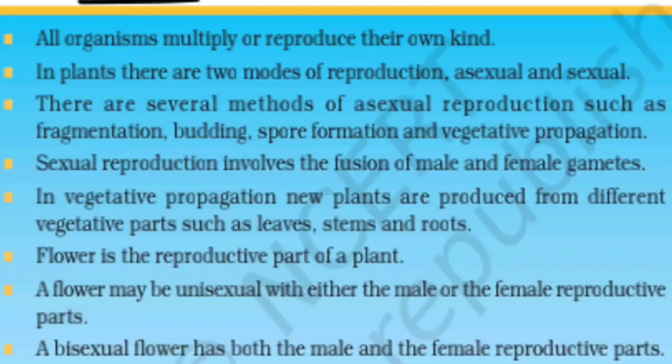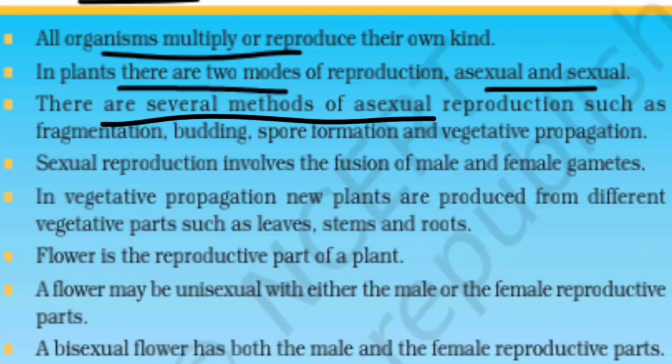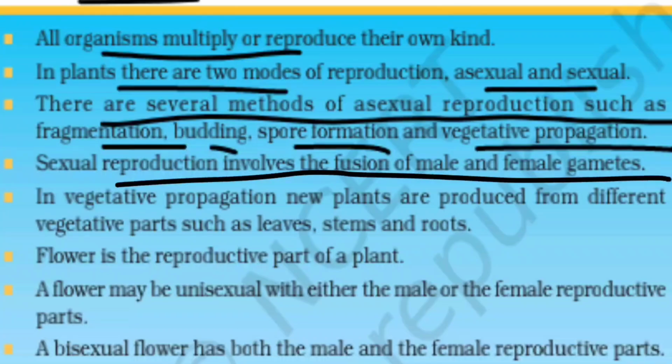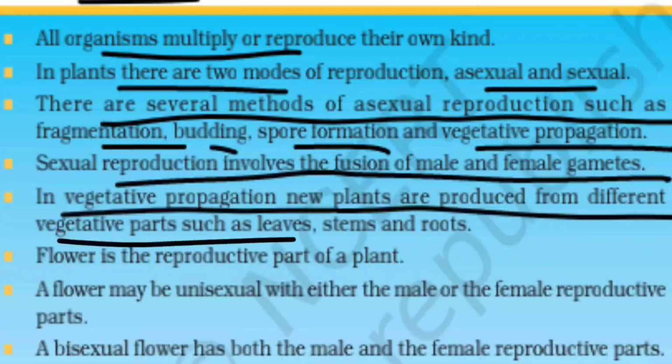Now come to the last part of the chapter, that is the summary. All organisms multiply and reproduce their own kind. In plants, there are two modes of reproduction, asexual and sexual. There are several methods of asexual reproduction such as fragmentation, budding, spore formation, and vegetative propagation. Sexual reproduction involves the fusion of male and female gametes. In vegetative propagation, new plants are produced from different vegetative parts such as leaf, stem, and roots.